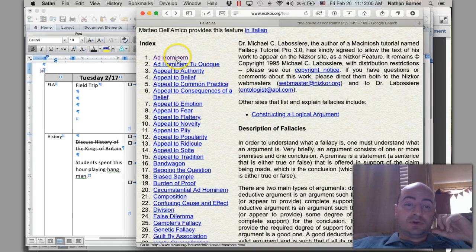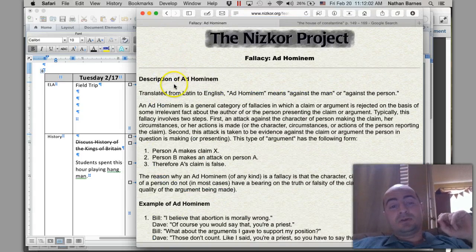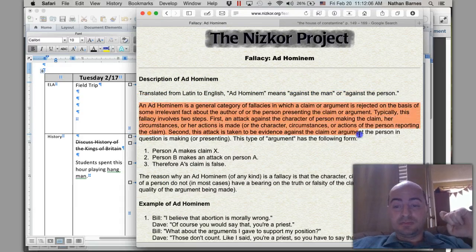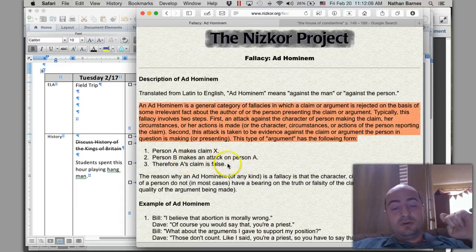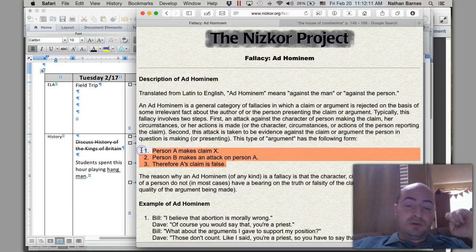So on your quiz is going to be number 1. I clicked on it, description of ad hominem. You need to know the definition here. You also need to know the example. Now the example, you're going to have to memorize this.